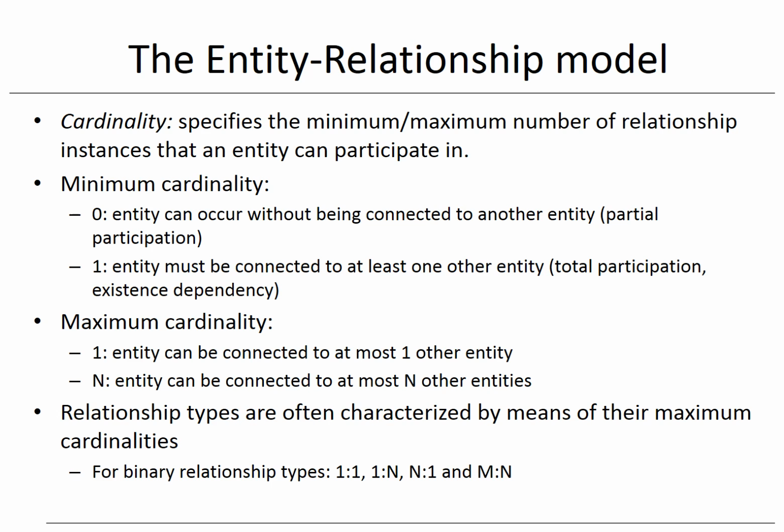The maximum cardinality can either be 1 or n. In case it's 1, an entity can be connected to at most one other entity. In case the maximum cardinality is n, an entity can be connected to at most n other entities. Relationship types are often characterized by means of their maximum cardinalities. For binary relationship types, this gives 4 options: 1 to 1, 1 to n, n to 1, and m to n.